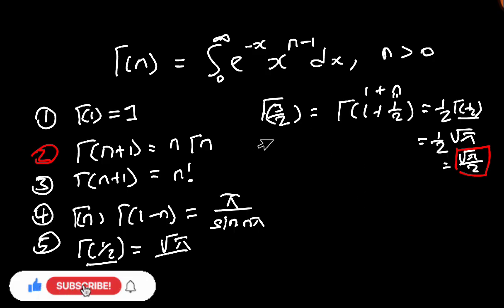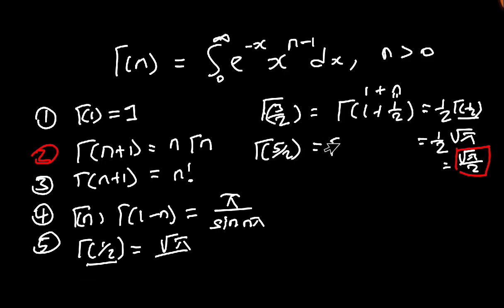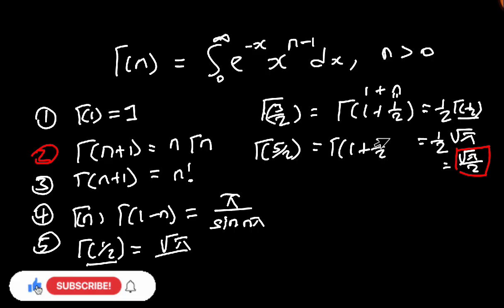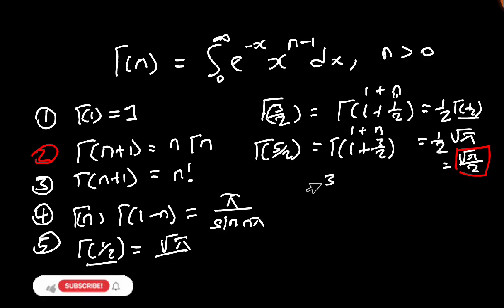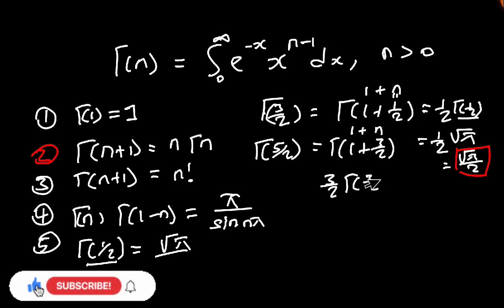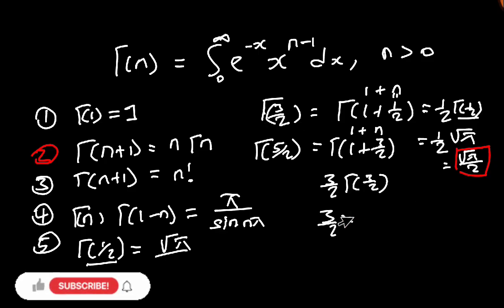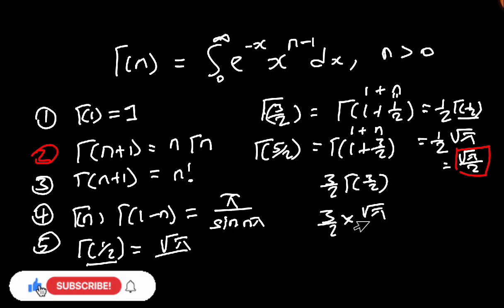Okay, so let's evaluate gamma 5 over 2. If we want to evaluate gamma 5 over 2, this 5 over 2 can be written as 1 plus 3 over 2. Alright, now this is 1 and then this is your n. So writing this in the form of n gamma n, we are going to get 3 over 2 gamma 3 over 2. Then we have 3 over 2 times, now gamma 3 over 2 is what we have found here already, which is equal to root pi over 2. So we are going to multiply this by root pi divided by 2. So 3 times root pi is equal to 3 root pi, then 2 times 2 is equal to 4, and this is gamma 5 over 2.